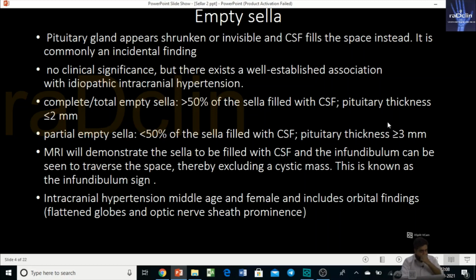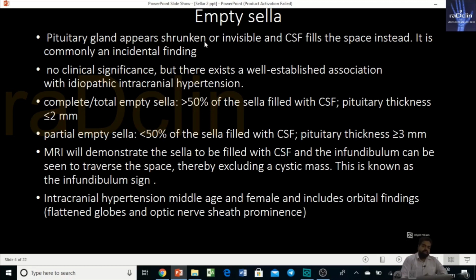Now, the other topic is empty sella. Most of us have always heard of empty sella and partially empty sella. What exactly is it? In empty sella, the pituitary gland appears shrunken or invisible, meaning CSF fills the space and the pituitary gland is not seen. It is commonly an incidental finding. It has no particular clinical significance, but there is a well-established association with idiopathic intracranial hypertension.